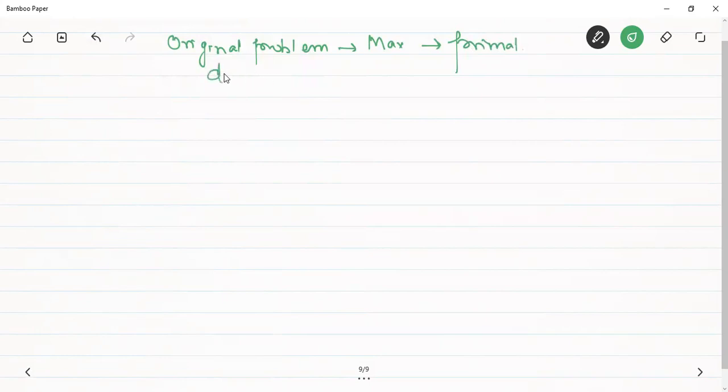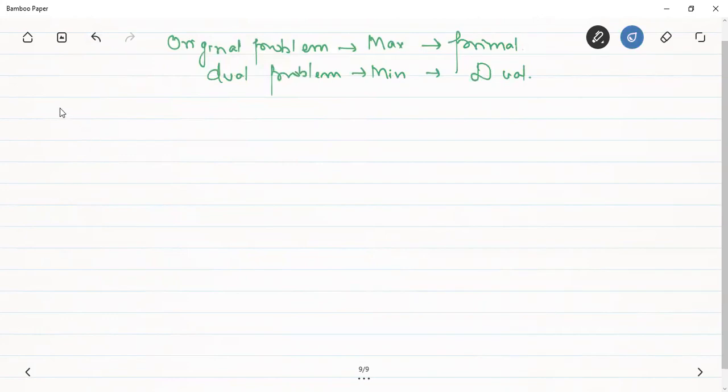Okay, so what is the dual problem of that? It is a minimization problem, so it is known as dual. If the primal is maximization, the dual will be minimization, and vice versa. That is, if the primal is a minimization problem, the dual will be the maximization problem.